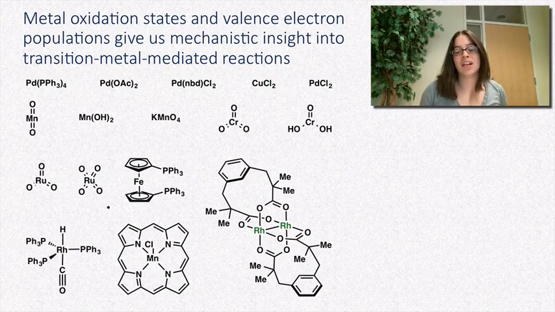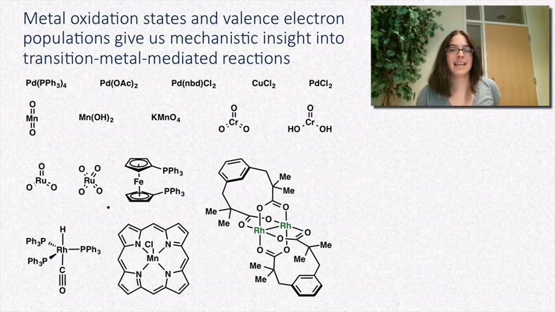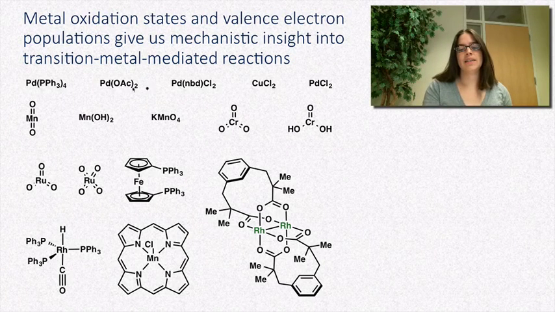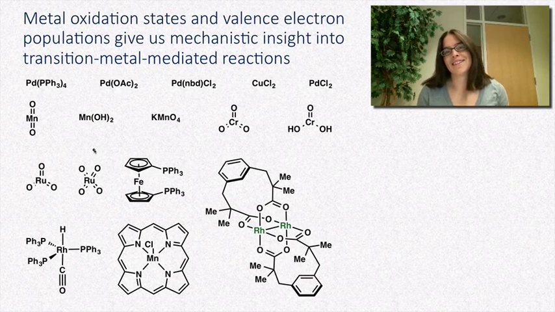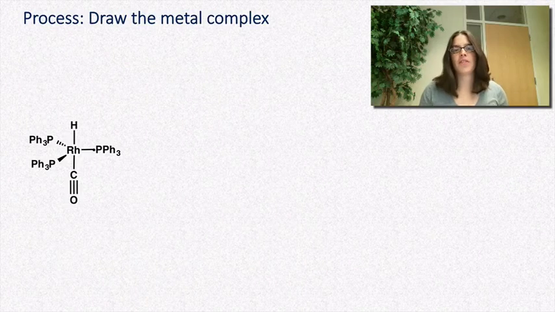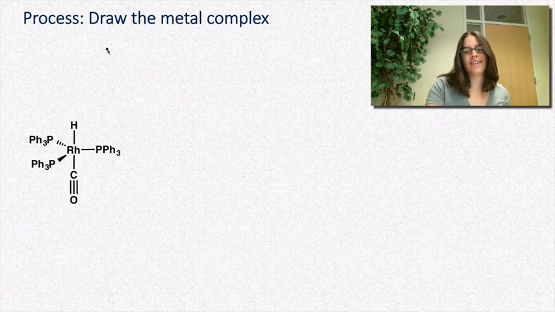So why is this relevant? Well, metal oxidation states and valence electron populations give us mechanistic insight into transition metal-mediated reactions. You've already seen a large number of metal complexes in the context of oxidation reactions, and we're going to see a number more. So this conversation that we're having now should help us to understand the mechanisms of those reactions that much better. So if we want to count valence electrons, the first thing we need to do is, of course, draw the metal complex.